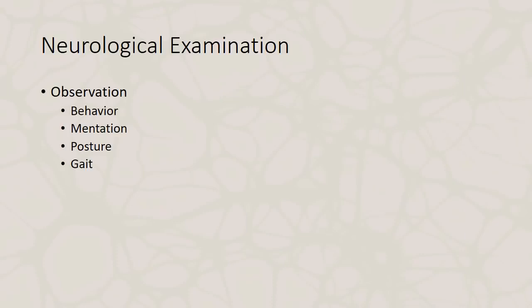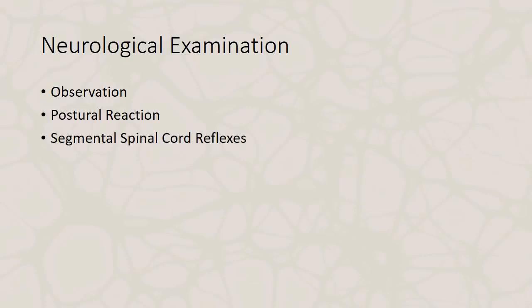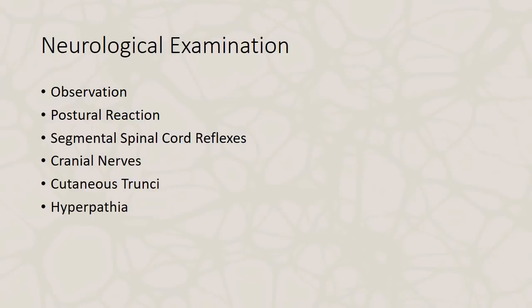So that's the observation, behavior, mentation, posture, and gait. The next part is where we actually put our hands on the patient. So we can do postural reactions, segmental spinal cord reflexes, evaluate the cranial nerves, do the cutaneous trunci, and also check for hyperpathia and conscious pain perception.